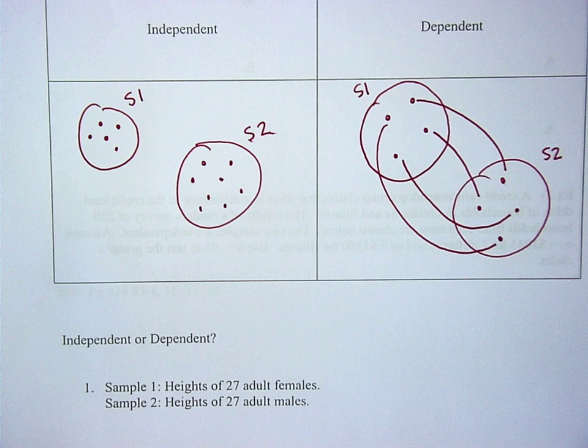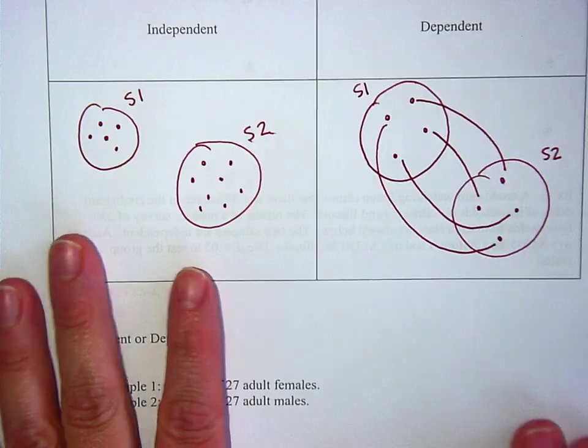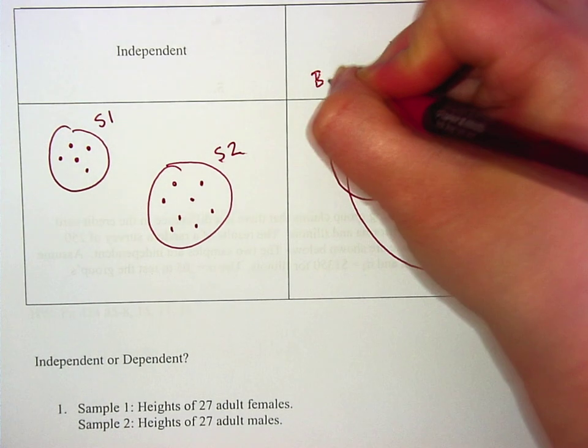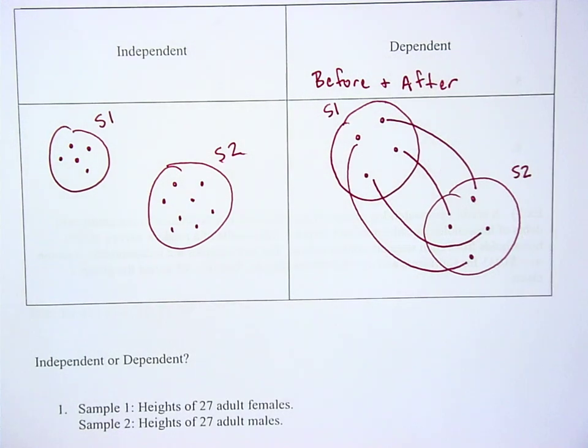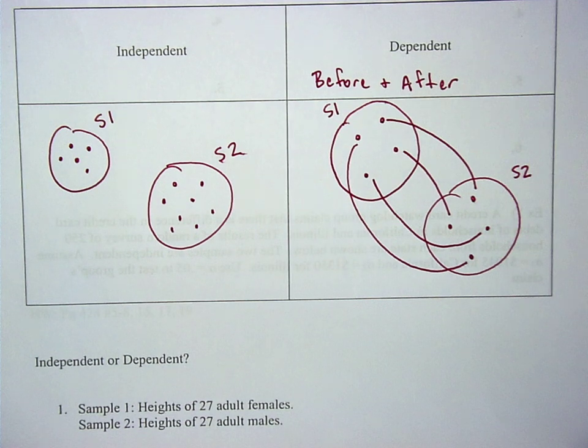A really good example of dependent pairings is before and afters. It's not always a before and after, but it's often a before and after. Did this running shoe make you faster? Did this exercise make you thinner? Did this prep course for the ACT give you a higher ACT score? So you would test your before score and your after score. Paired.